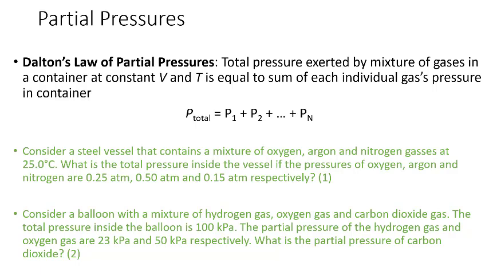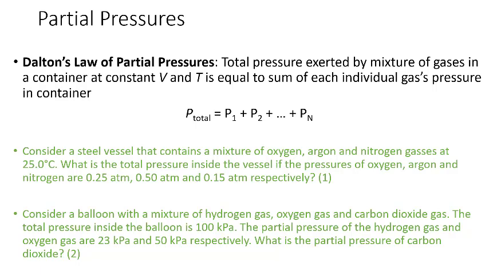So let's consider 2 different examples here. Example 1. Consider a steel vessel that contains a mixture of oxygen, argon, and nitrogen gases at 25 degrees Celsius. What is the total pressure in the vessel if the pressures of oxygen, argon, and nitrogen are 0.25 atmospheres, 0.50 atmospheres, and 0.15 atmospheres, respectively?